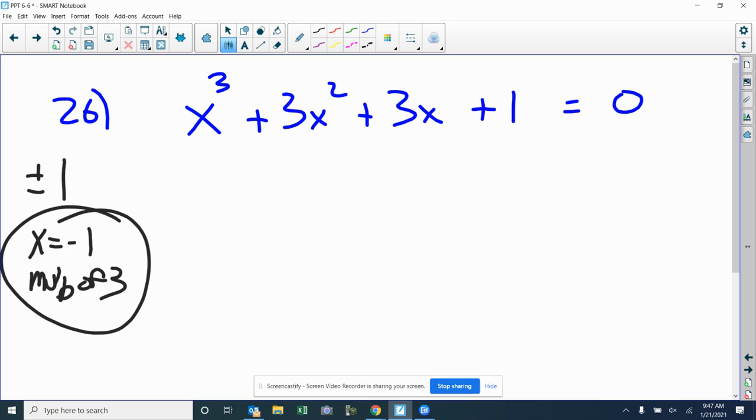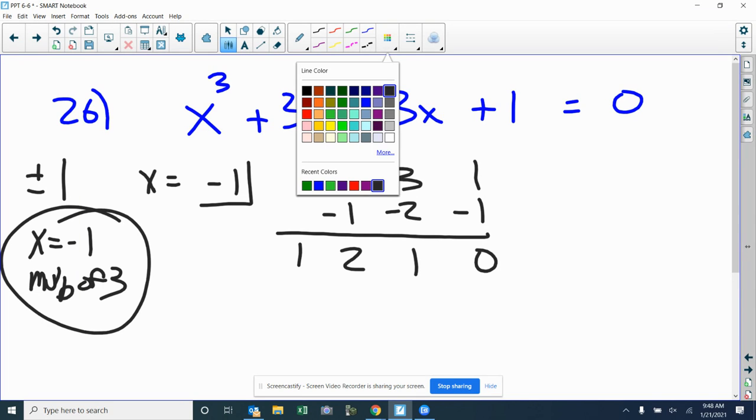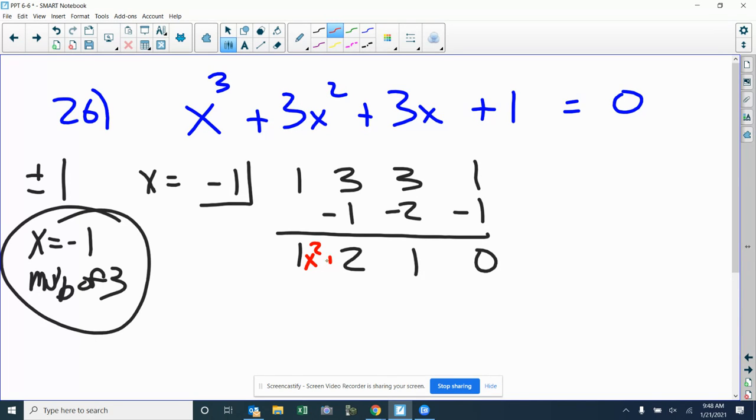How are we gonna prove it? Well, we're gonna have to do -1 a couple times. -1 in the box. 1, 3, 3, 1. 1 comes down, -1 here, that gives me 2. That gives me -2, gives me +1, that gives me -1, which gives me 0, bingo. So we have one of them. We're down to this now. X squared plus 2x plus 1 equals 0 is our quadratic.